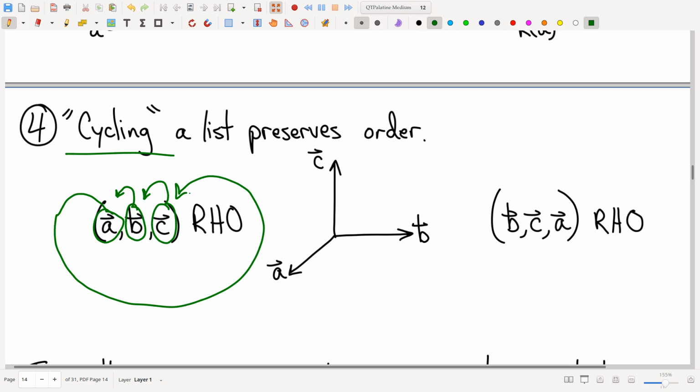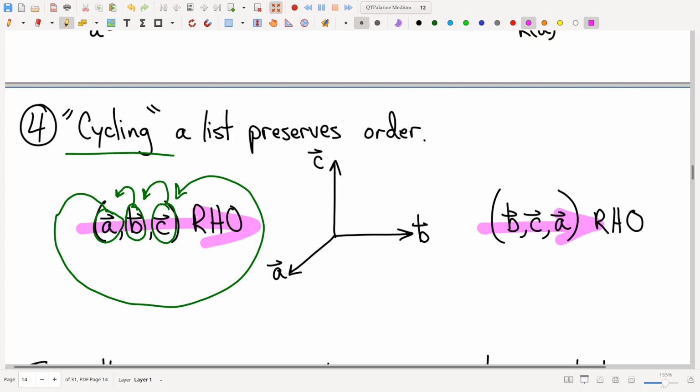So if you have a right-hand list, as this is, let's see here. That's a right-hand list, A, B, C, right? Then BCA is also right-handed. Let's see here. There you go. BCA. Everybody see that? Okay.